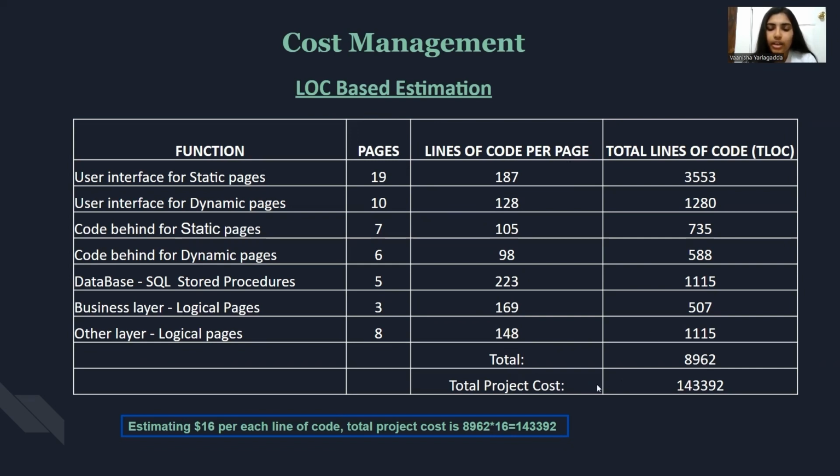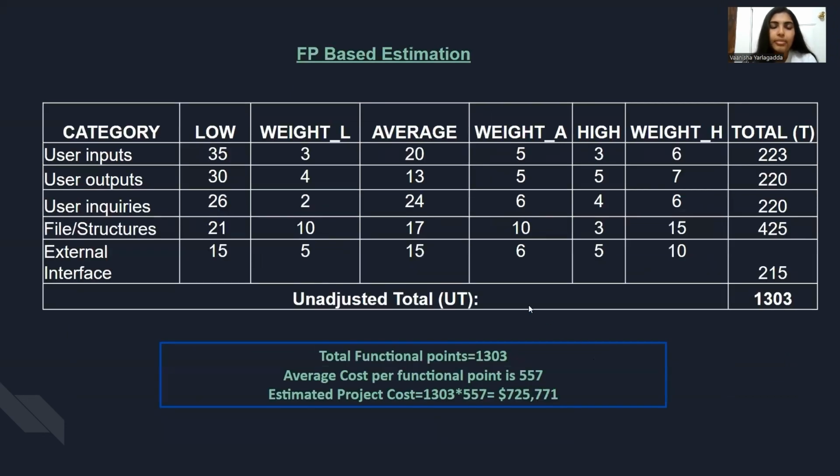And the total project cost will be the total lines of code multiplied by the cost we assume. The cost estimated will be $16 for each line of code. So it will be the total lines of code times 16. That is $143,392.